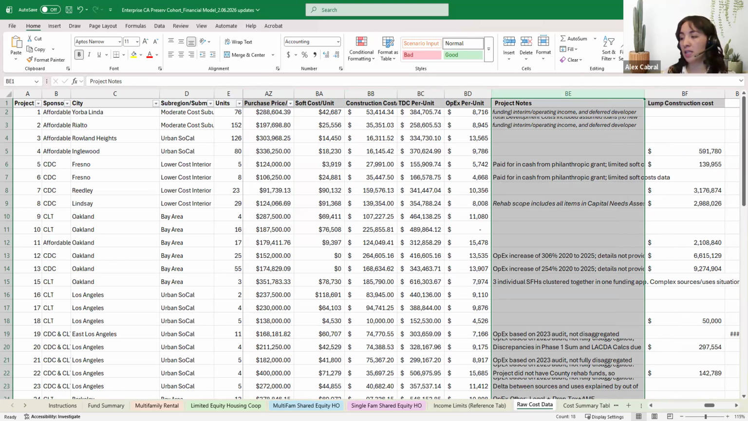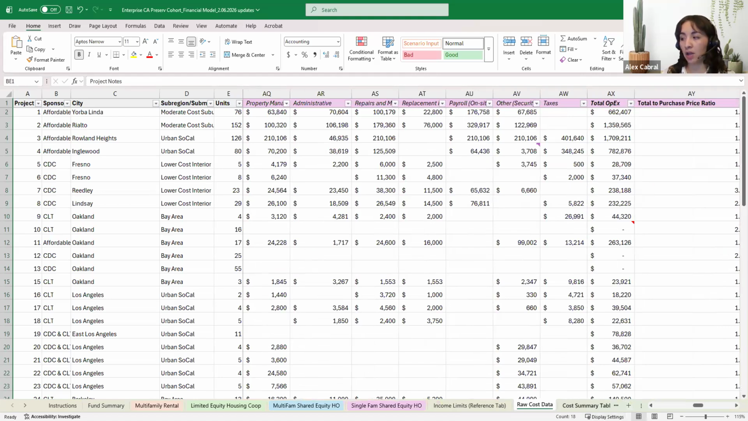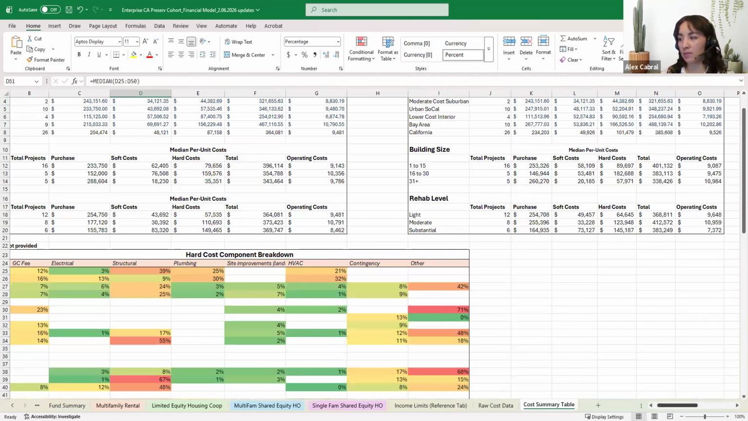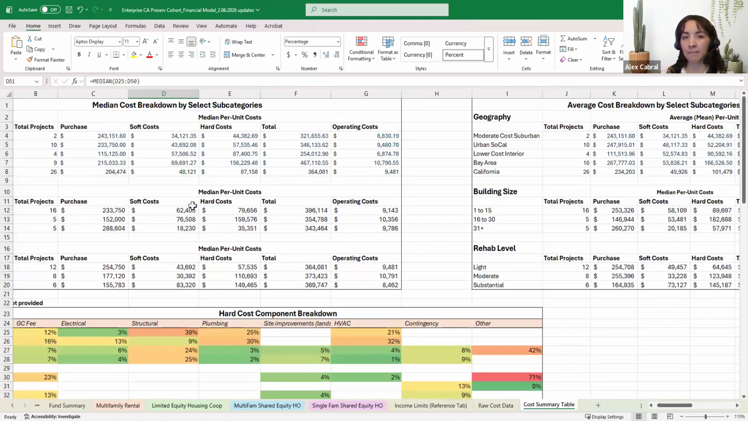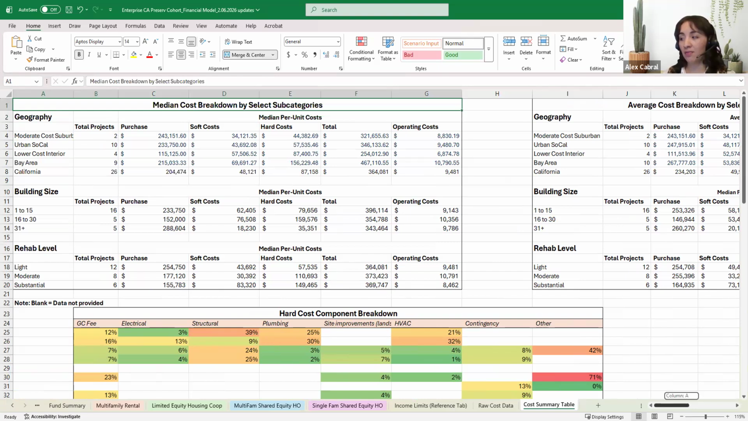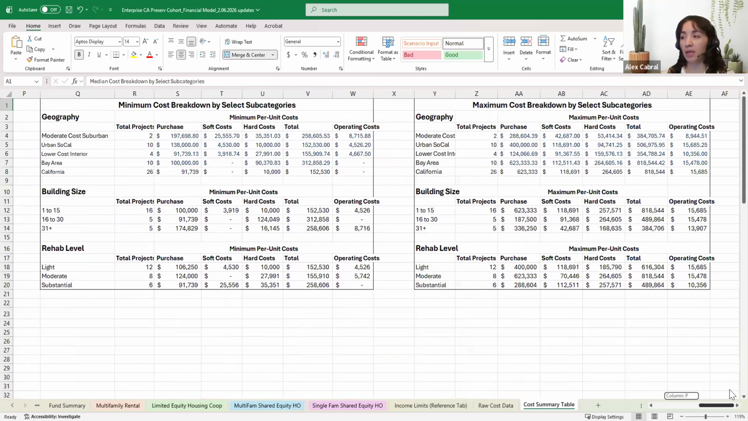Now, if this feels like a lot of information to digest, you can hop over to the cost summary table tab. Let me zoom in here a bit. This tab here gives you a sense of the data we just saw, but broken into geography, building size, and rehab level. It gives you the median of these costs, the average, the minimum, and the maximum as you scroll to the right.